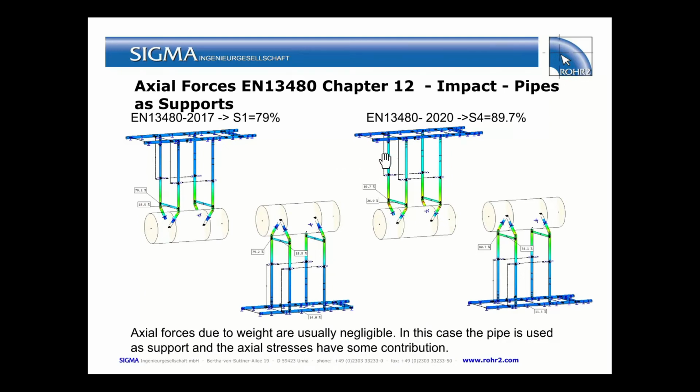Now with the new version, the axial stresses are increased, so if it's hanging down, we have a higher stress utilization of 89%, whereas in the opposite direction there is no impact.